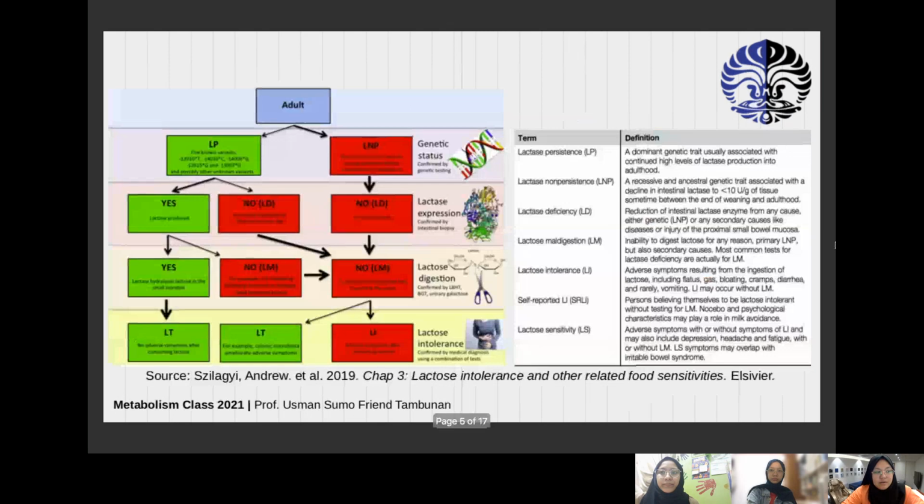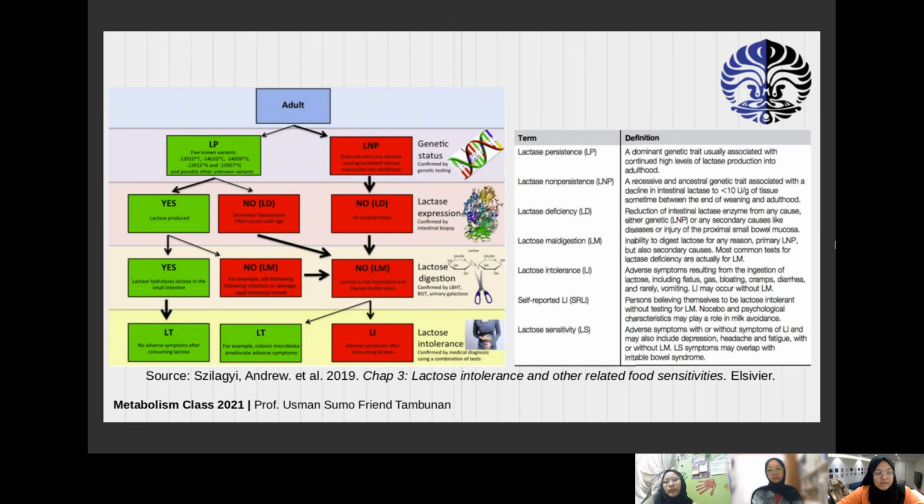Okay, moving on, I'm going to talk about the diagram on the left side. The diagram is related to lactose digestion, lactase gene expression, lactase enzyme activity, and lactose intolerance. The two main outcomes are lactose intolerance and lactose tolerance. LP refers to lactase persistent, which is usually associated with one of five known alleles. LNP refers to the lactase non-persistent phenotype.